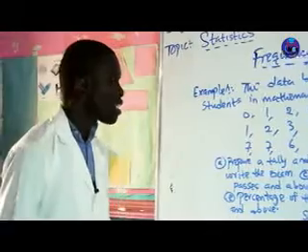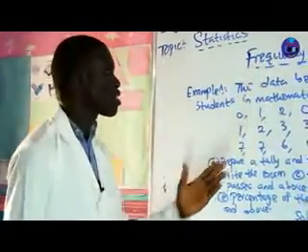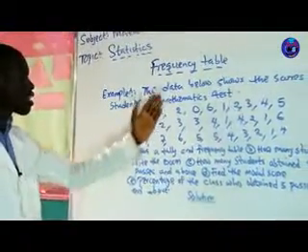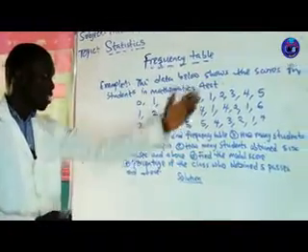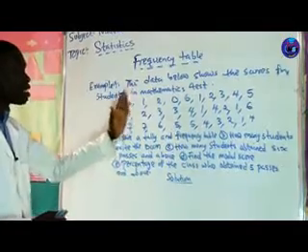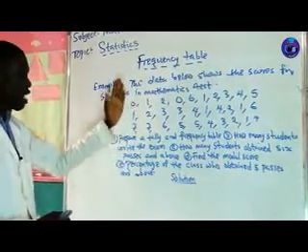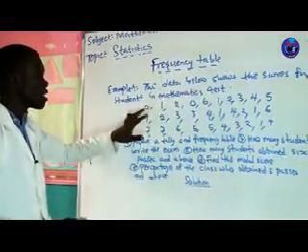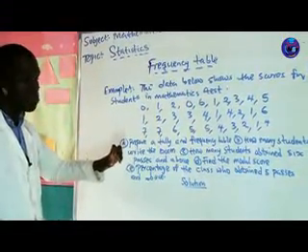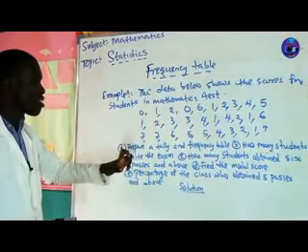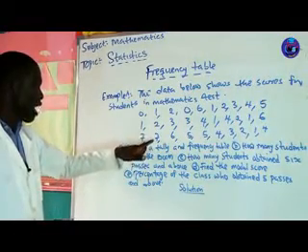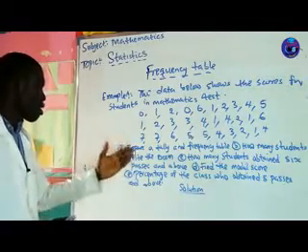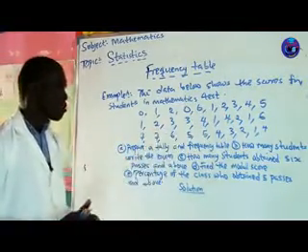Okay, class, let's look at this example, frequency table. Example, the data below shows the scores for students in a mathematics test. We have these data, and this is giving us the scores. 0, which is the least. Then let's look at the highest score, which is 7. So what are we going to do? A, prepare a tally and frequency table.